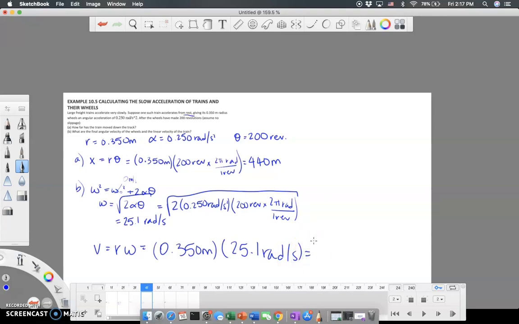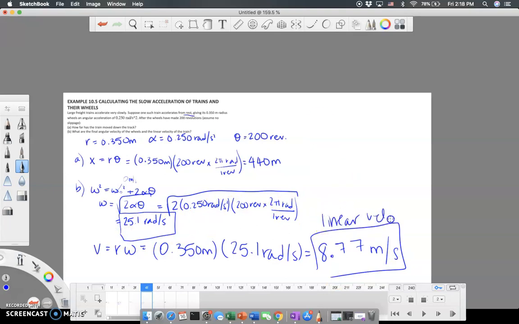We plug that into our calculator and we get 8.77 meters per second. So this is my linear velocity, and this was my angular velocity.